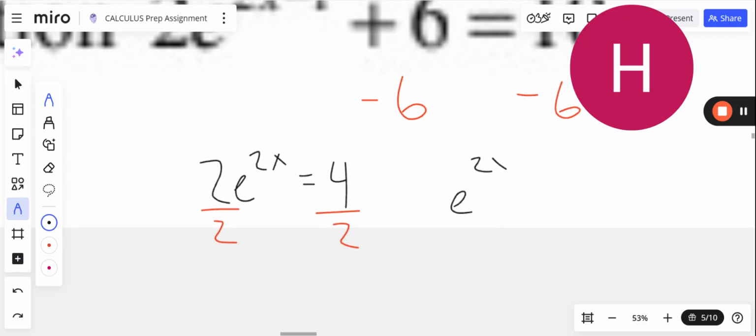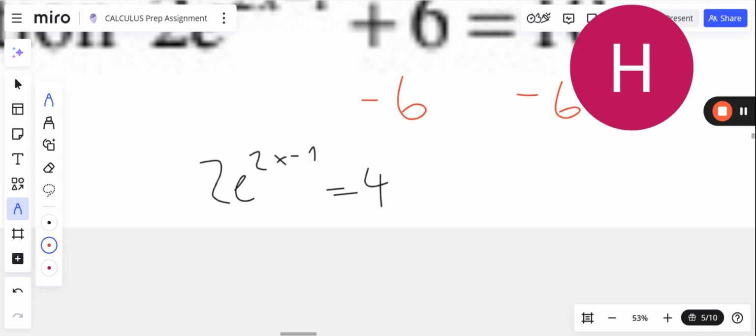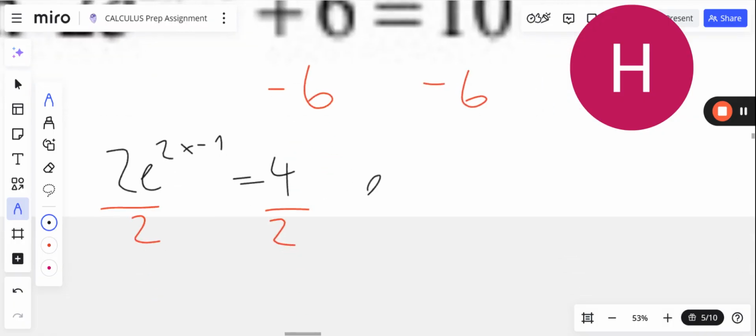Oh, I know where that came from, because it's part of the exponent. 2x minus 1 equals 4. Then we divide by 2. We get e to the 2x minus 1 equals 2.